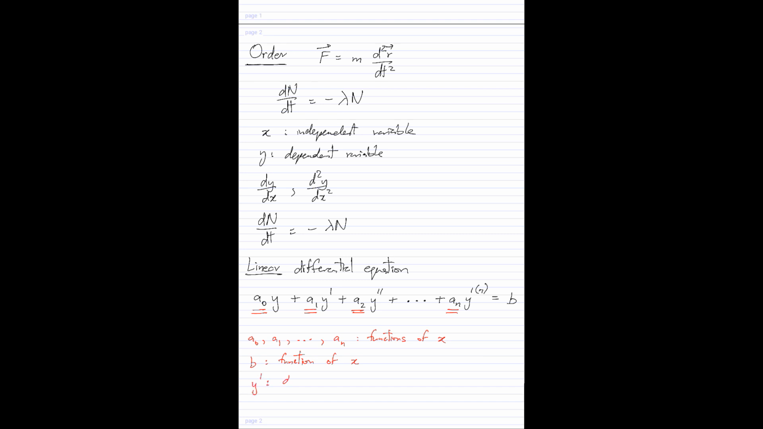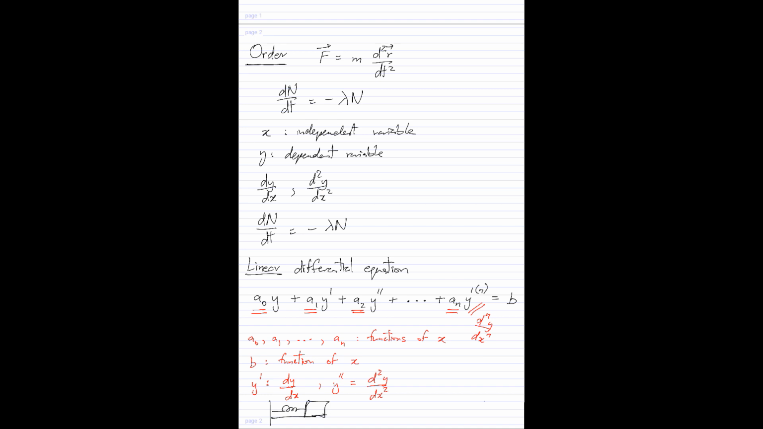Okay, the prime denotes a derivative. So by this I mean dy by dx. Two primes mean a double derivative. Okay, this notation over here means of course that you're taking the nth order derivative, so this means dn y by dx n. Okay, fine. So for example, the equation for simple harmonic motion.